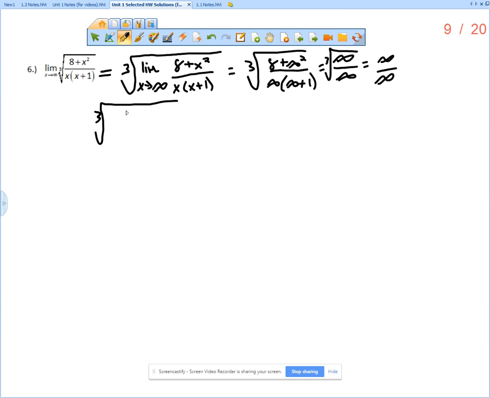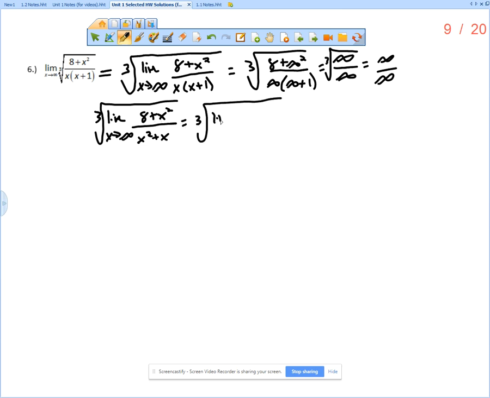So what do we need to do? We need to divide by the highest power. But the first part here is that the numerator has a power of 2. Now, the denominator looks like it has a power of 1, but actually, if you multiply it out, it also has a power of 2. So the first thing we want to do is multiply out that denominator. So 8 plus x squared divided by x squared plus x. So now the highest power is, in fact, 2. So bring the cube root.